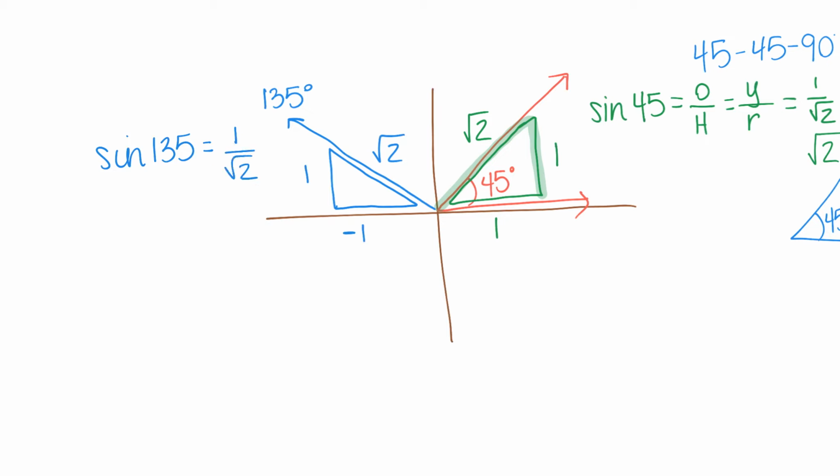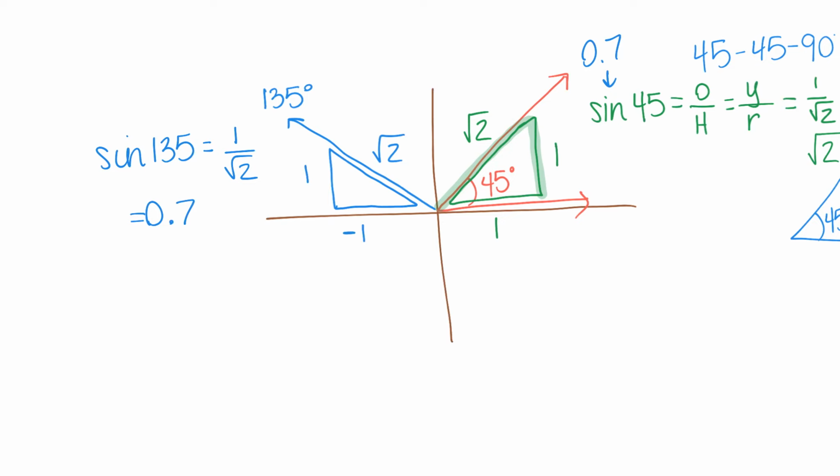Go ahead, put it in your calculator. Put in sine 45. I bet you get 0.7. Then do the same thing. Put in sine of 135 in your calculator. What are you going to get? You're going to get 0.7.